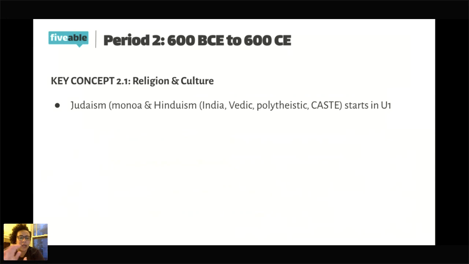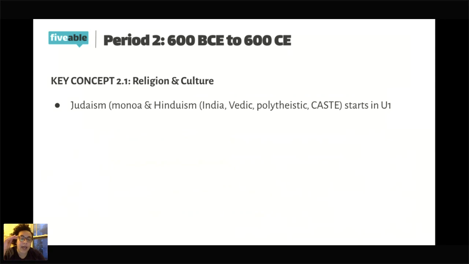Then Hinduism is more polytheistic, with many gods, but each Hindu adheres to one god. So it's a bit of a hybrid between polytheistic and monotheistic, but it's not necessarily that there's only one god. There are several gods within Hinduism. But the big thing to know about Hinduism is the caste system, because this comes up every time you talk about India as soon as Hinduism exists.